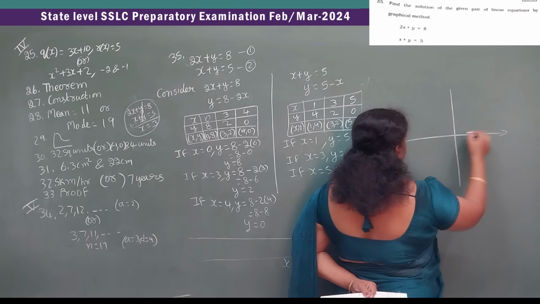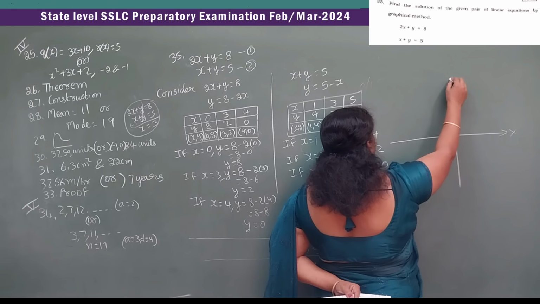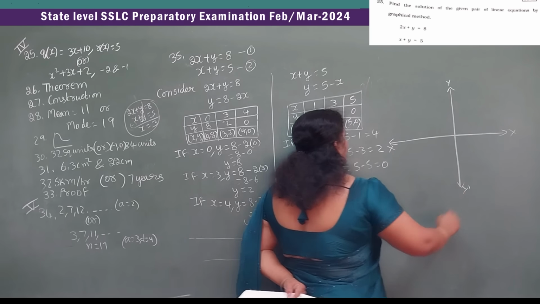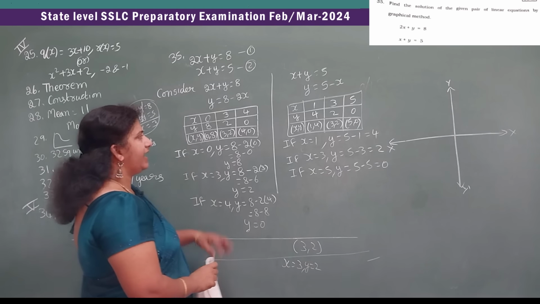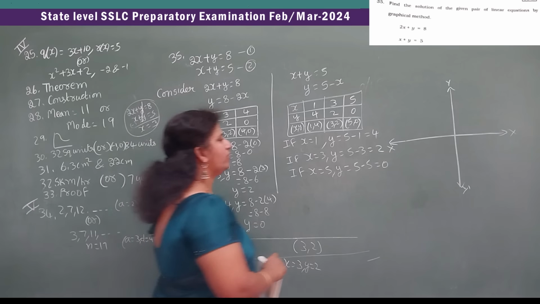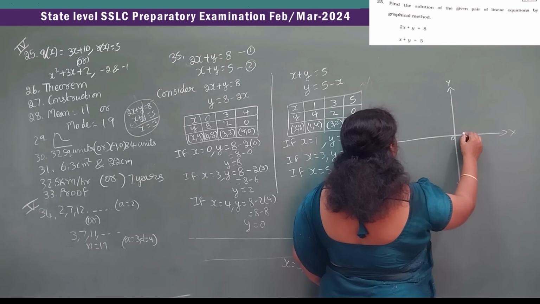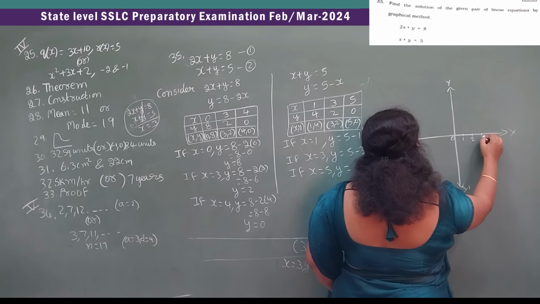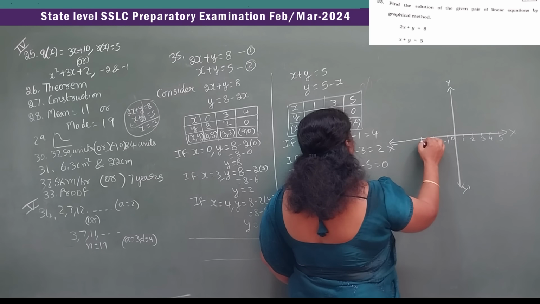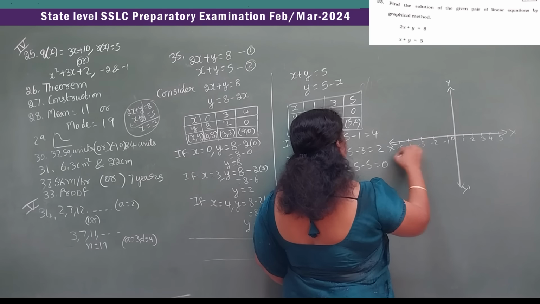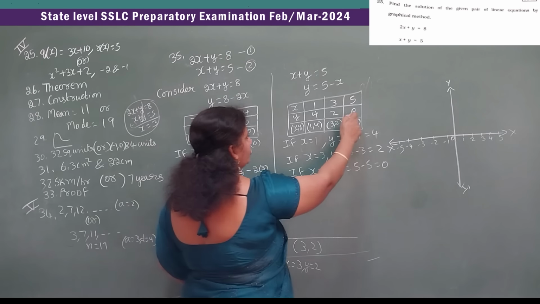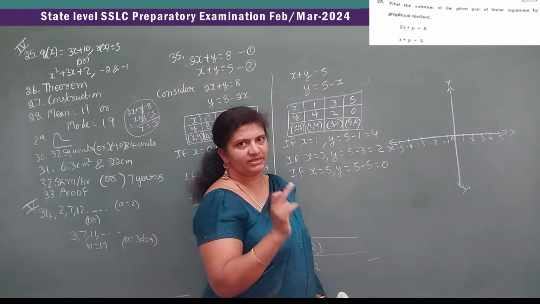Just take a graph sheet, x, y, x dash, y dash. Now take a scale. Observe x: 0, 3, 4, 1, 3, 5. So each 1 centimeter is 1 unit, and you are going to get the graph easily. 5, minus 1, minus 2, minus 3, minus 4, minus 5. Then y: 8, 2, 0, 4, 2, 0 there. So the highest number is 8.